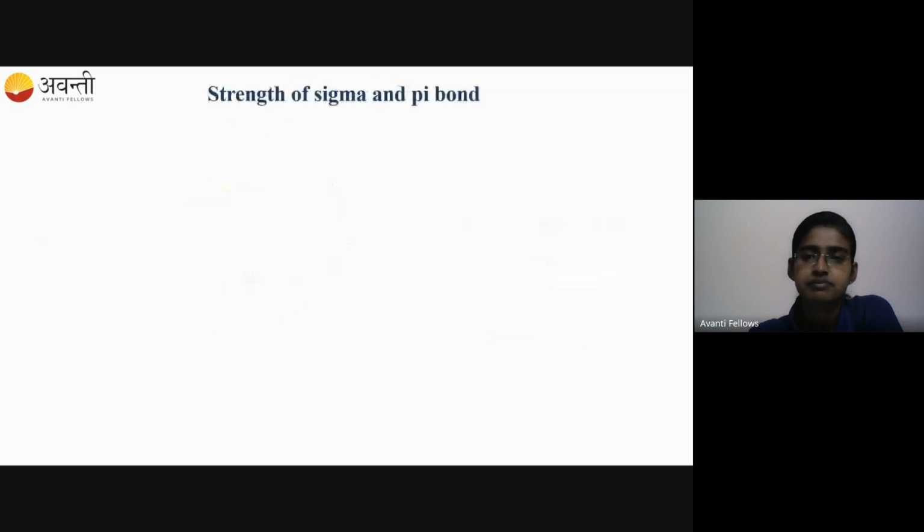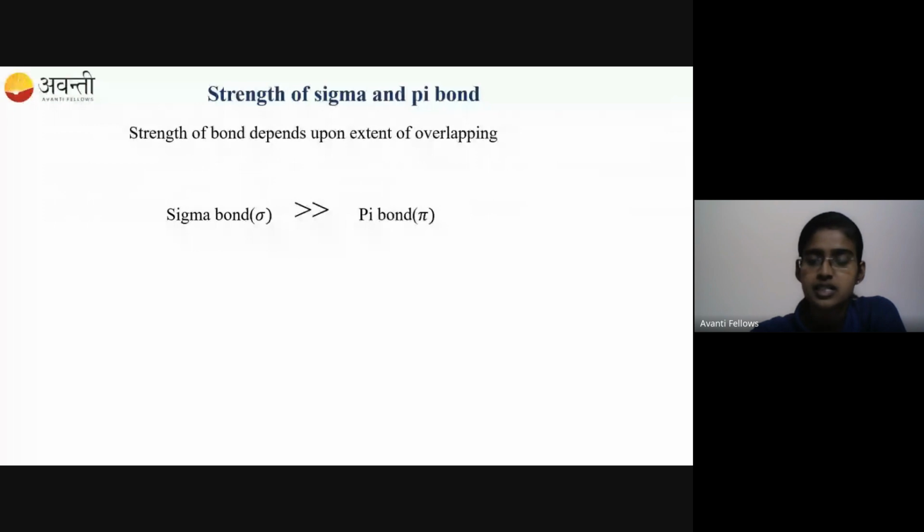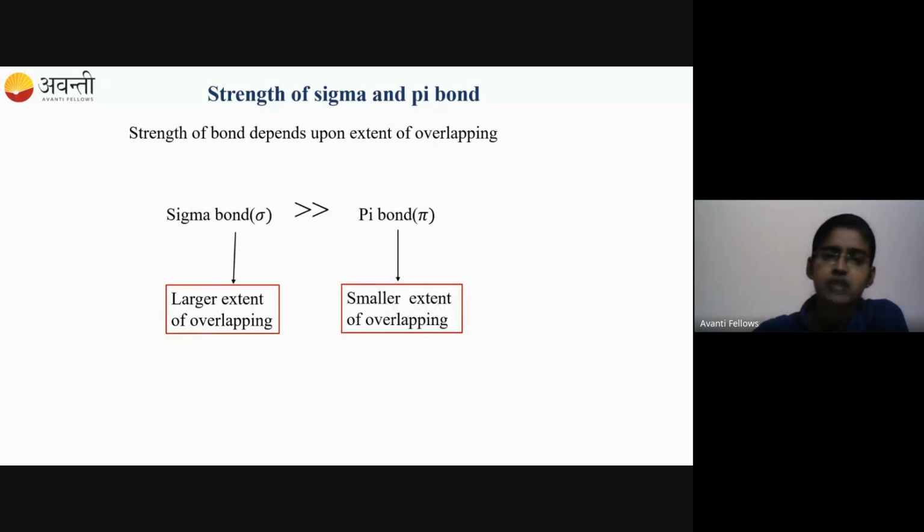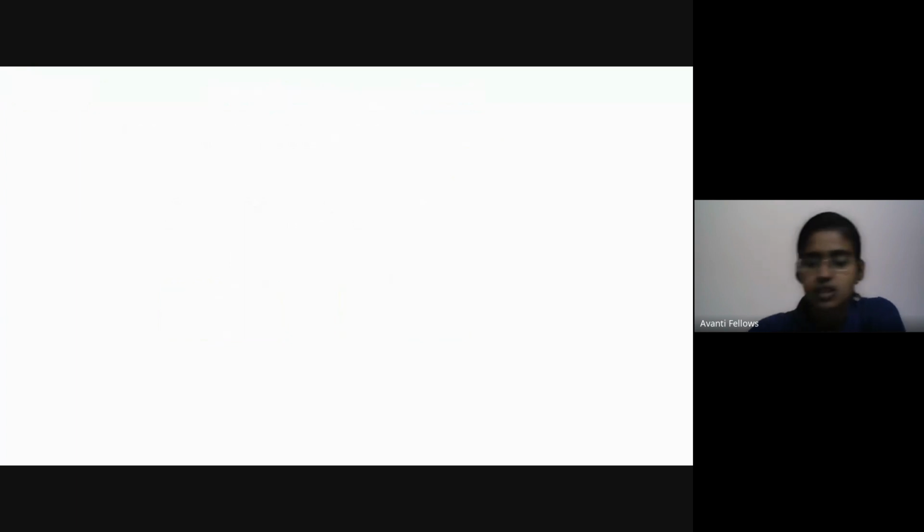Very good. Strength of the bond depends upon the extent of overlapping. In case of sigma bond, the overlapping area is much more, so it has a larger extent of overlapping. So the energy required to break the sigma bond is more, which means the strength of the sigma bond is more than the pi bond. In pi bond, the extent of overlapping is very less. Extent of overlapping means that area.